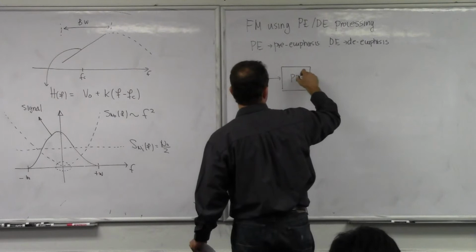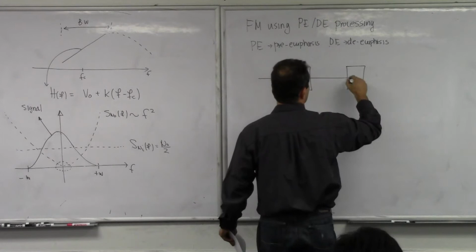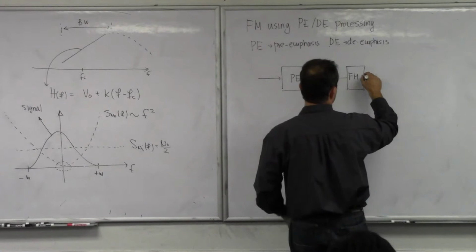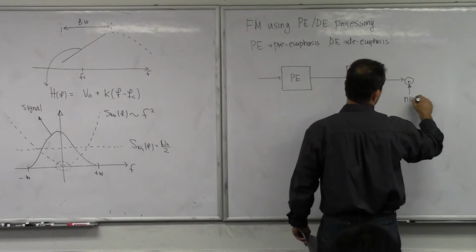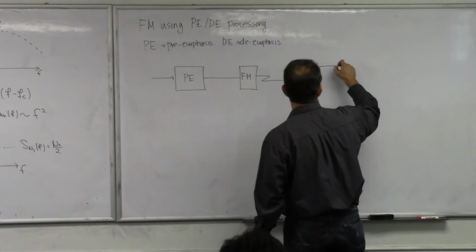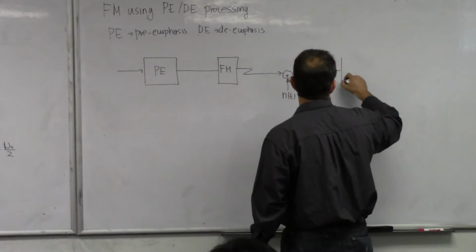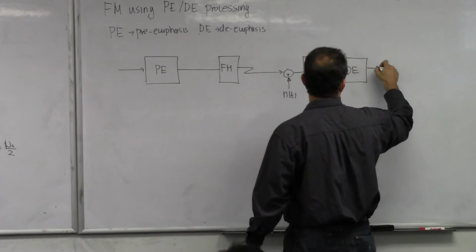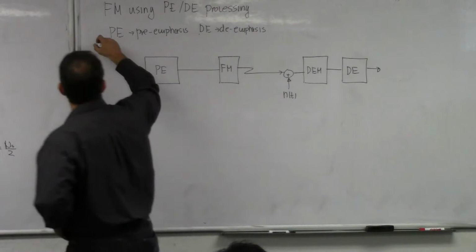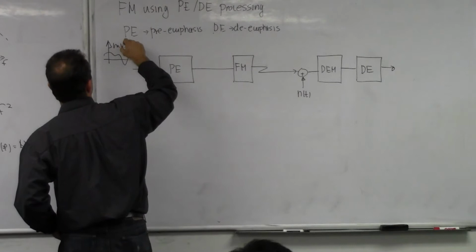And then this block PE is going to process my signal. Then I'm going to feed that into the FM modulator. The signal is going to travel across the channel, be corrupted by noise. Then I'm going to run everything through a demodulator, and everything is going to pass through the de-emphasis circuit. So here's where I have my message signal. Let's say this is a voice signal, M of t.